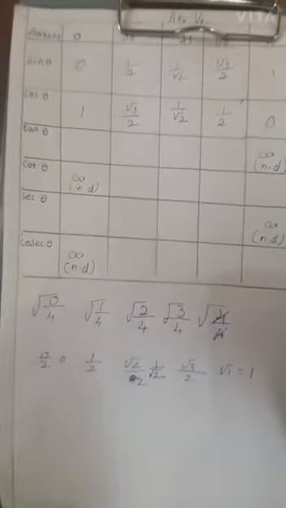Now tan is the division of sine by cos. That is, tan is equal to sine divided by cos. So I have to divide sine and cos to obtain tan.